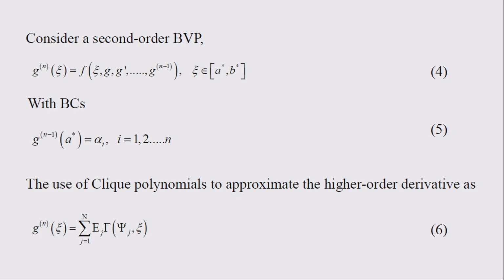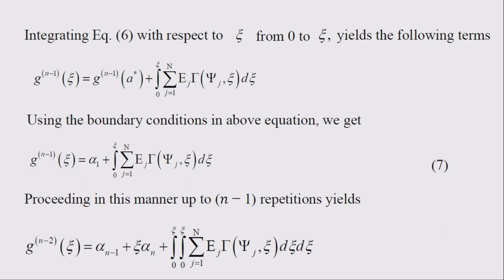Now integrate equation 6 from 0 to zeta, where g of n is there. I have integrated once, so it becomes an n minus 1 order derivative, and we will get it like this. Using the boundary condition in the above equation, I will get equation 7. I have incorporated the previous boundary condition, and proceeding similarly n minus 1 times, because I am explaining in general, but it is a second order problem, so no need to go through this many steps. So go to the next.